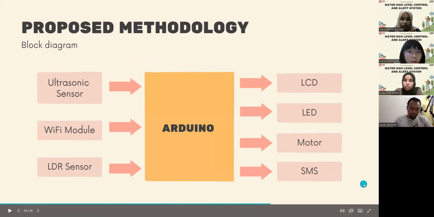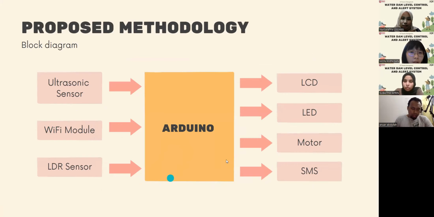Next. This is the block diagram of the system. The microcontroller used is Arduino. The inputs include an ultrasonic sensor, Wi-Fi module, and LDR sensor, and the outputs include LCD, LED, motor, and SMS.